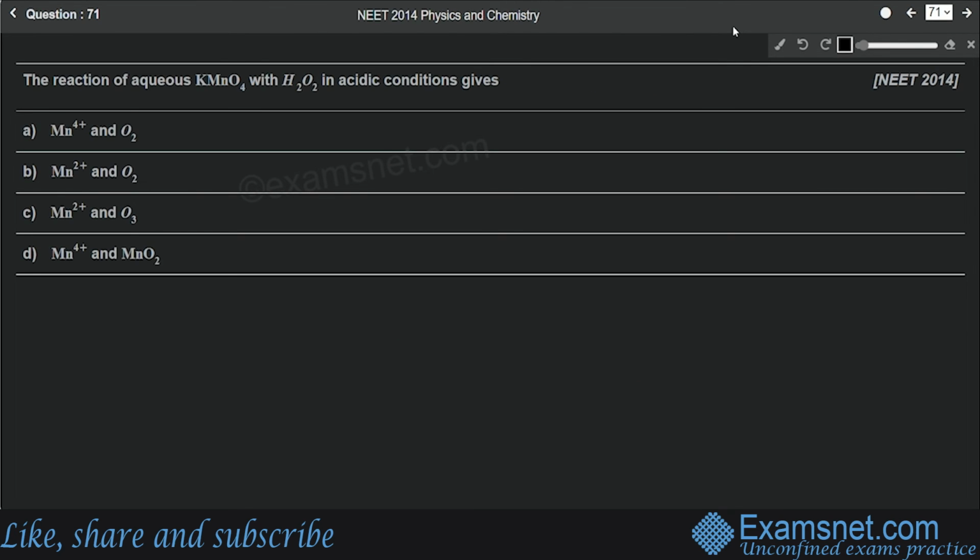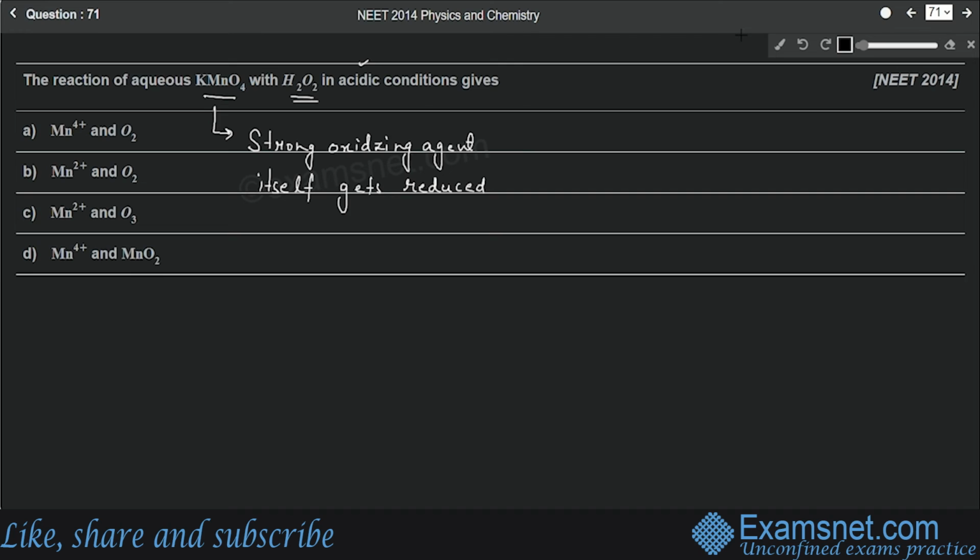Question number 71 is from the chapter D and F block elements, and the question is: the reaction of aqueous potassium permanganate with H2O2 in acidic conditions gives. We know that potassium permanganate is a strong oxidizing agent, especially in the acidic medium. So its oxidizing character is stronger in acidic condition. Now when it oxidizes others, we can say that itself gets reduced.